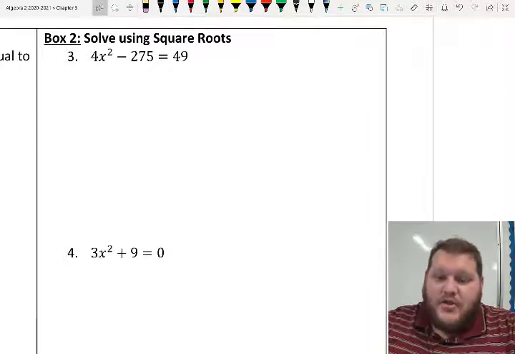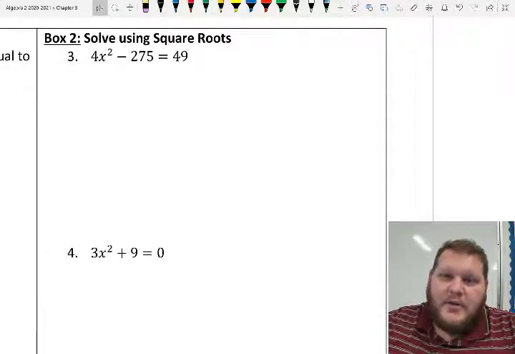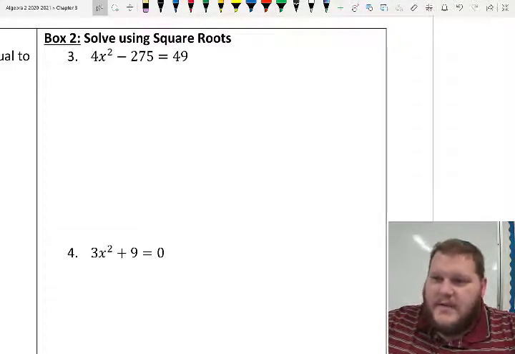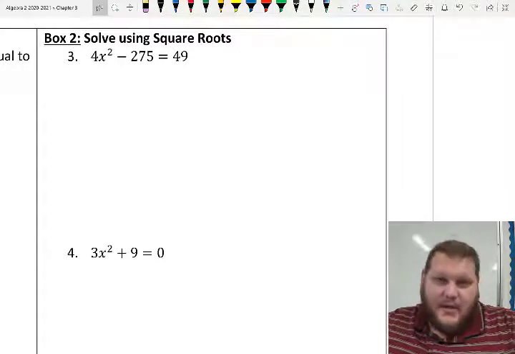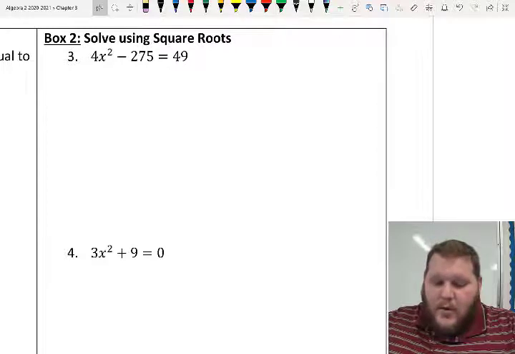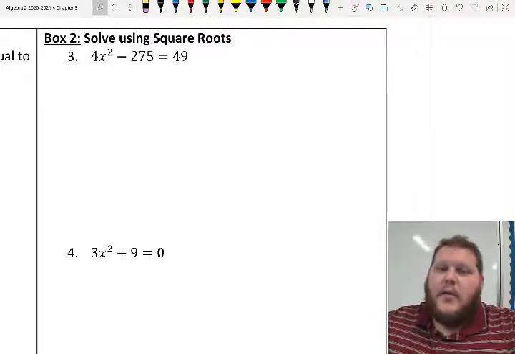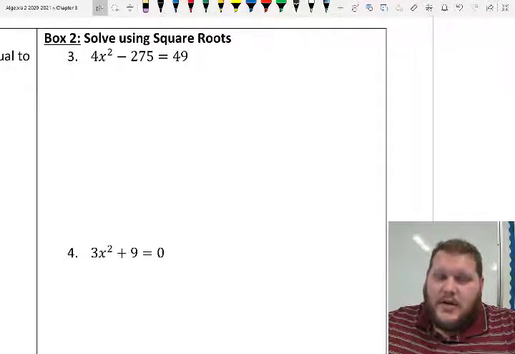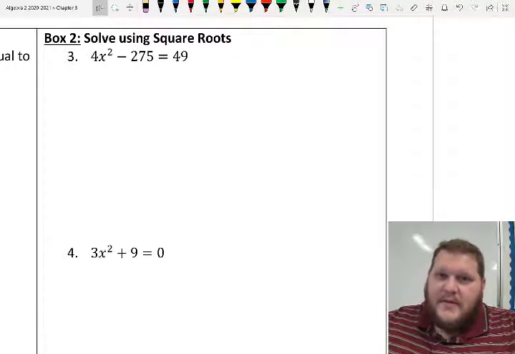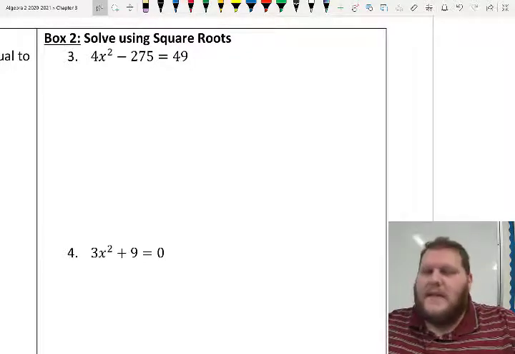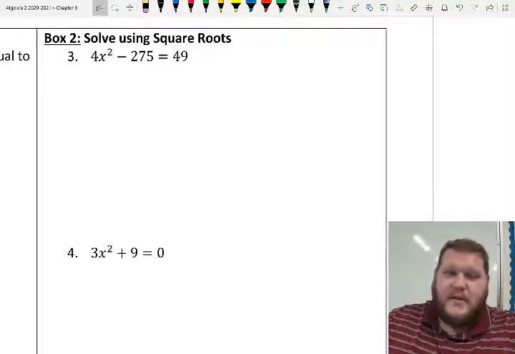Okay, method 2, box 2, is going to be solving using square roots. This one I really enjoy, just personally. It just seems the easiest to me, but we only have certain scenarios where we're able to solve using this method. In order to solve using square roots, and only square roots, not factoring, the only variable term that can be in our equation is x squared, or y squared, whatever my variable is. So if you have x squared and x's, this is not going to work. But if you have equations that are just x squared, then you can solve using square roots.